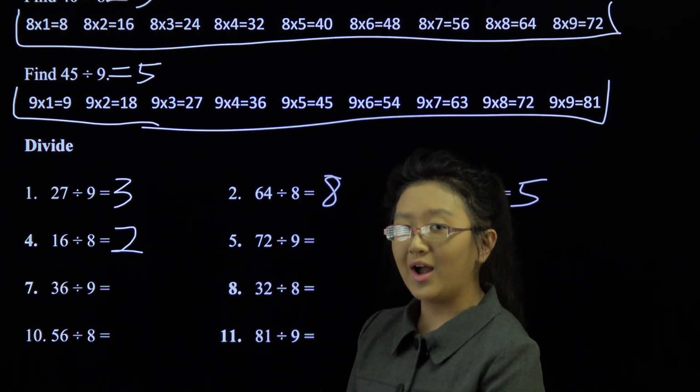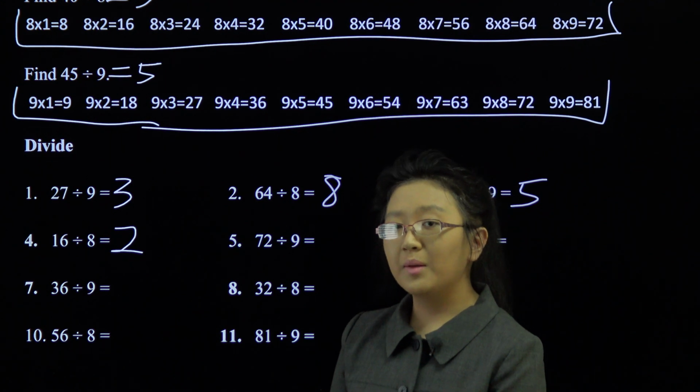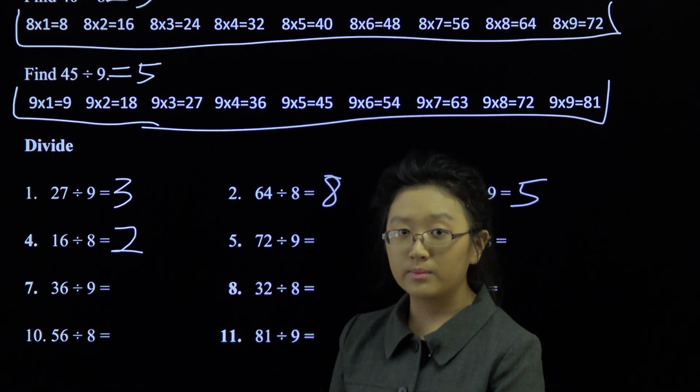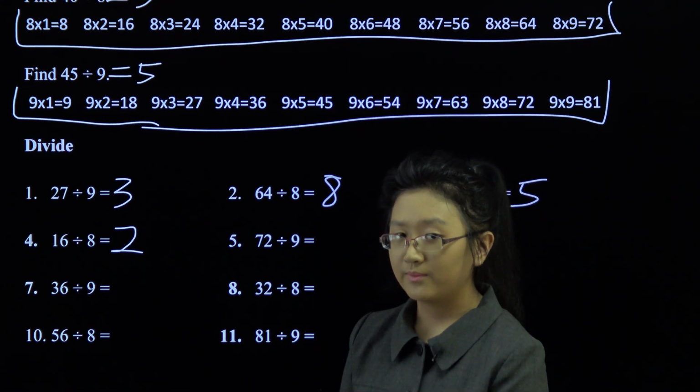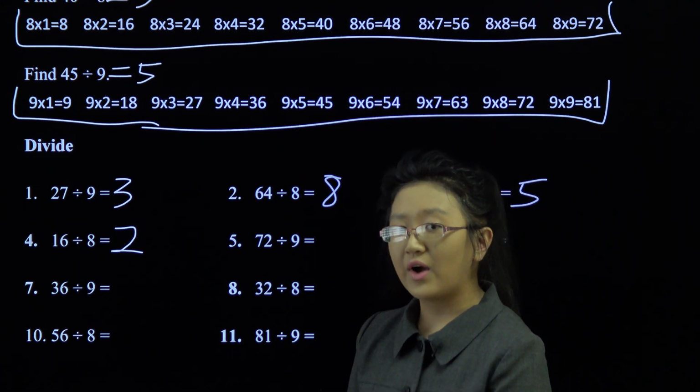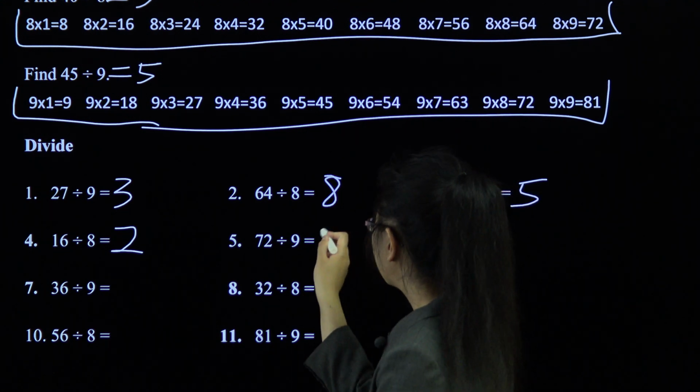72 divided by 9. 9 times what equals 72? 9 times 8 equals 72. 72 divided by 9 is equal to 8.